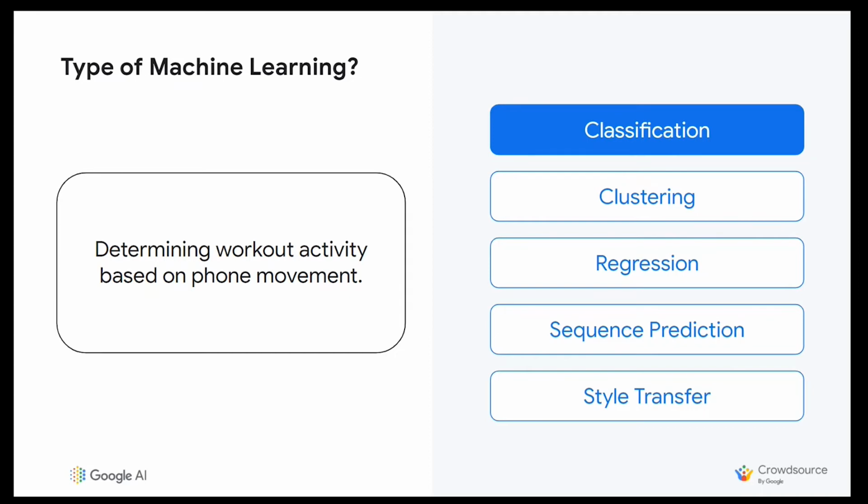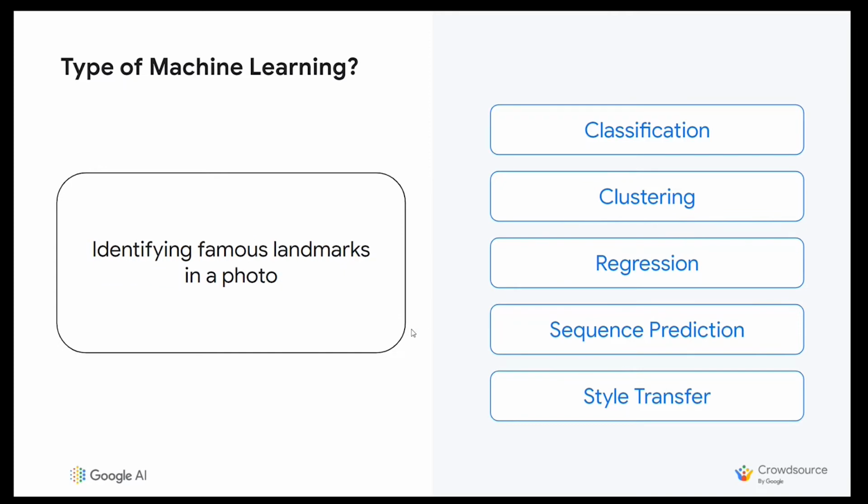Okay, so no problem. When you think about workout activities, you have jogging, running, or different kinds of exercises, right? So you have a limited number of exercises, not a range of exercises. That is why we are using classification. So the next one: identifying famous landmarks in a photo.